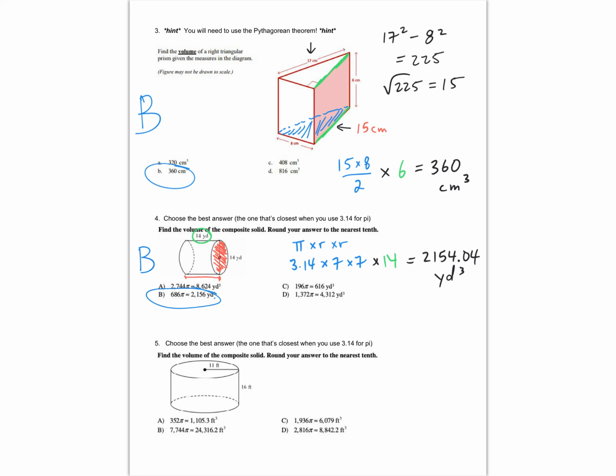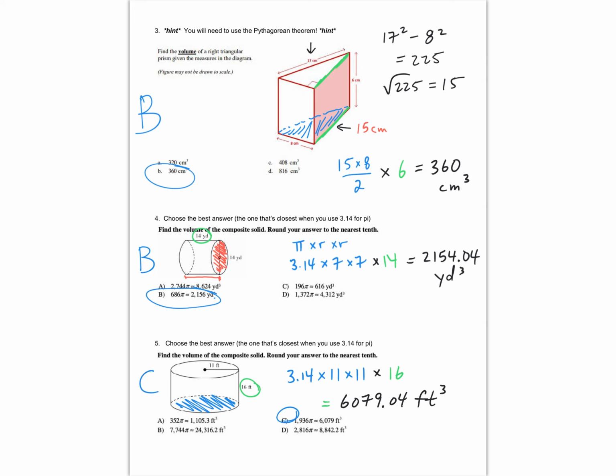Okay, and the one down here is very similar. We're going to find the area of the base, which is a circle. So that's going to give us pi, 3.14, times the radius, so times 11 times 11. And then I'm going to multiply that by the height, in this case 16. And when we do that, we get 6,079.04 feet cubed, so our answer is C.